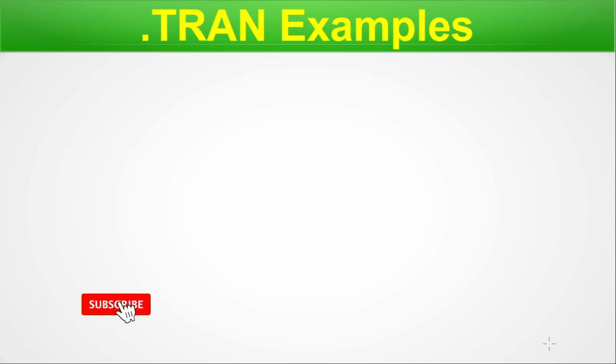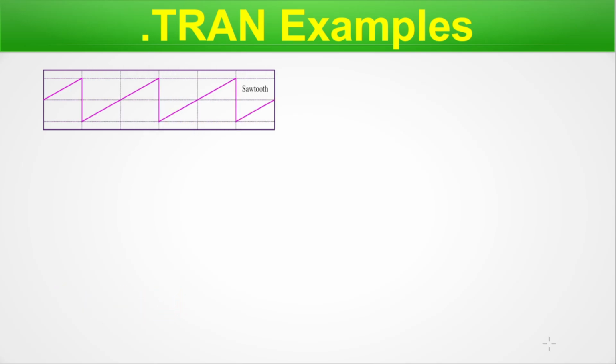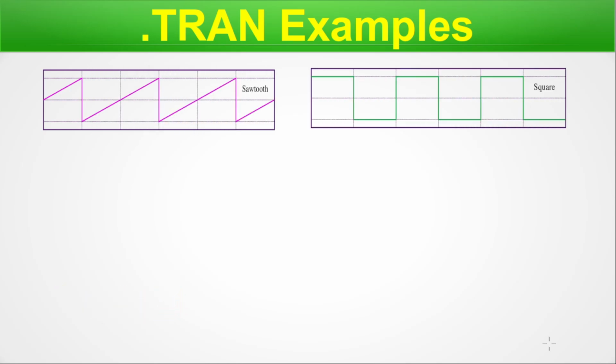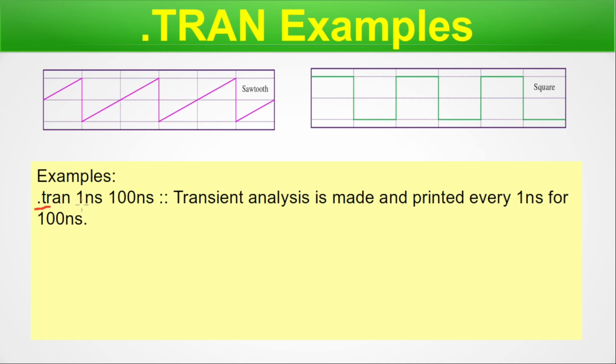.TRAN examples. So here is a sawtooth and here is a square, just again for your visual experience. Now let us start the examples. We have .tran, then 1 nanosecond, then 100 nanosecond. What does this signify? This signifies the transient analysis is made and printed for every 1 nanosecond for 100 nanoseconds. Here we have omitted the start time. So the start time will be from 0 and the step is 1 nanosecond.